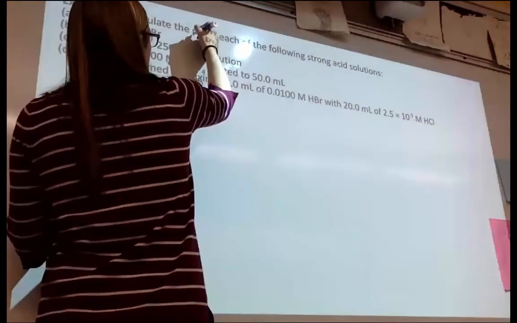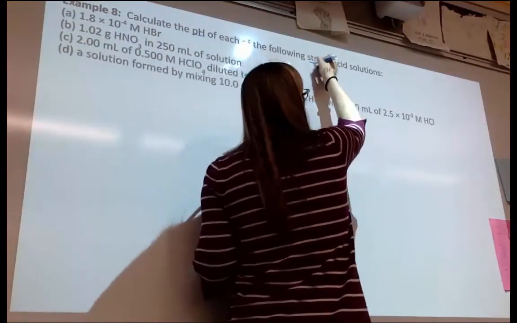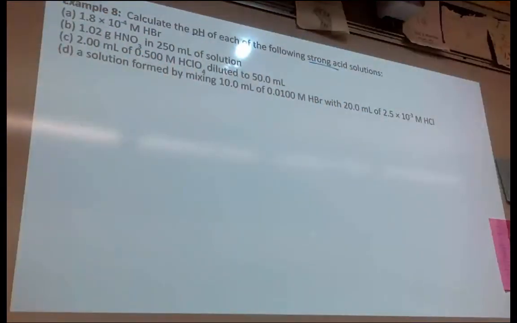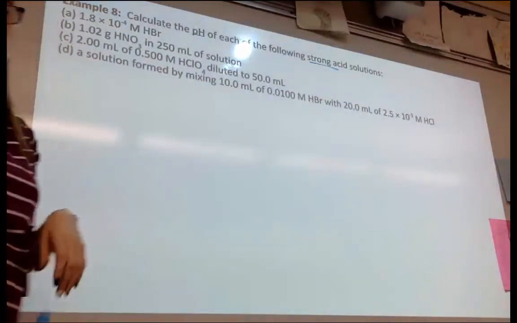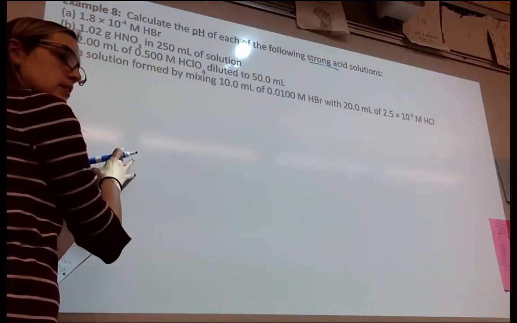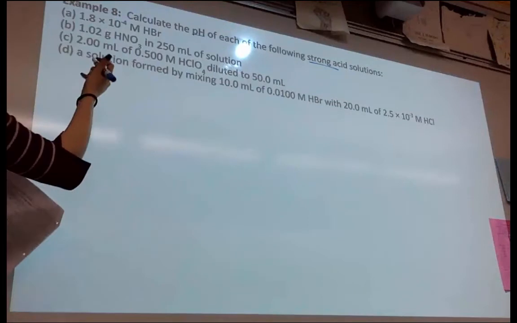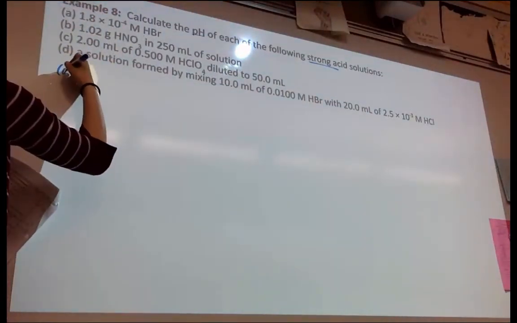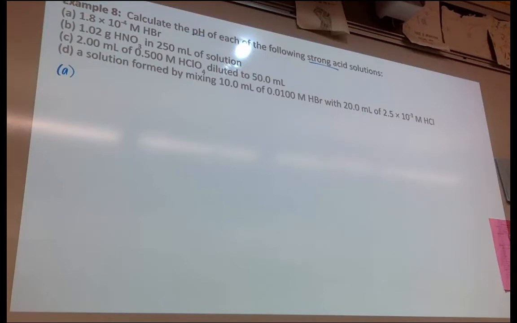Our goal for each of these is to calculate the pH of strong acid solutions. Make sure you know your strong acids. Now here they're telling us that each of these are strong acids. But if they don't, you want to make sure that you know those strong acids. So for part A, 1.8 times 10 to the negative 4th molar HBr. Now you're going to need space for this, so try to split into 4 parts maybe. Just keep in mind that there's 4 parts to this example. So part A has us looking at HBr.